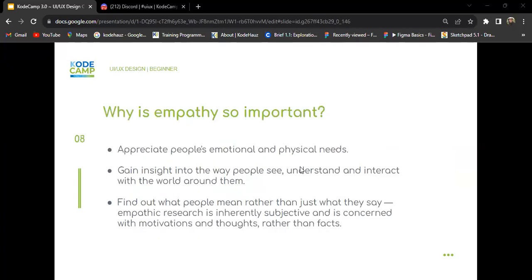Now, why is empathy so important? First of all, it helps you to appreciate people's emotional and physical needs. It helps you to gain insight into the way people see, understand, and interact with the world around them. Lastly, it helps you find out what people mean rather than just what they say. This research is also subjective and is concerned with motivations and thoughts rather than just facts.